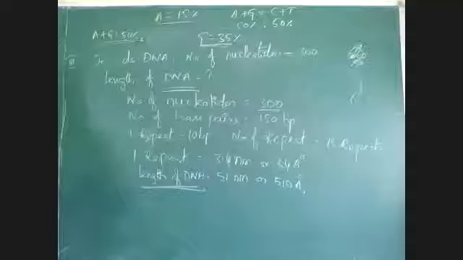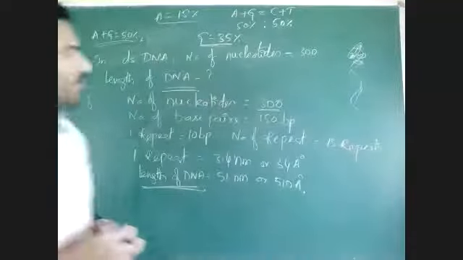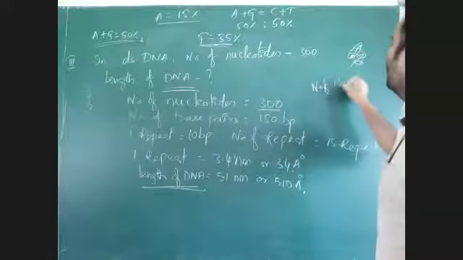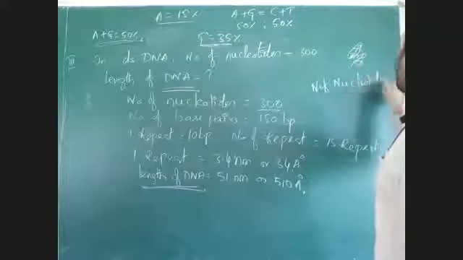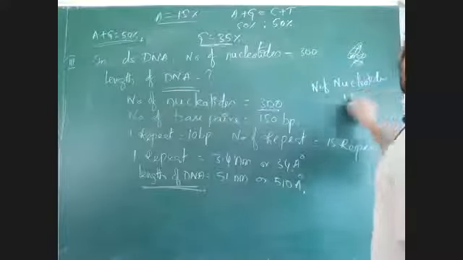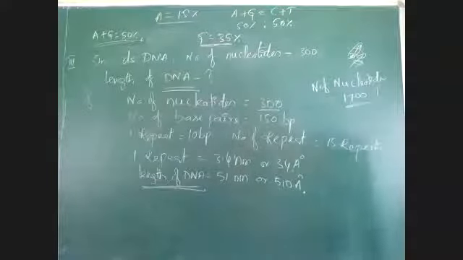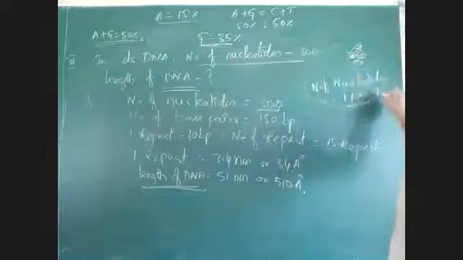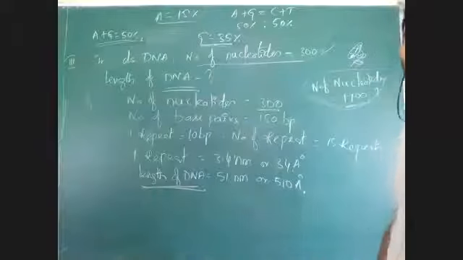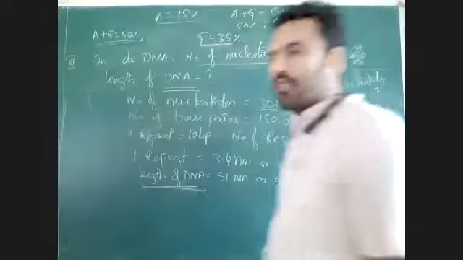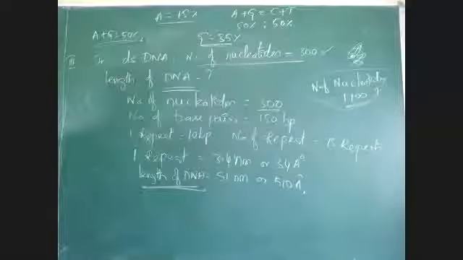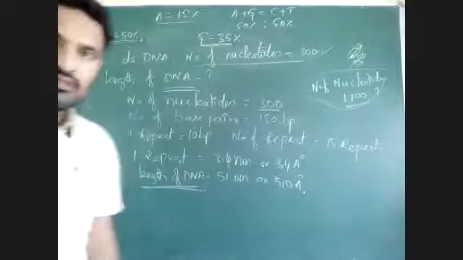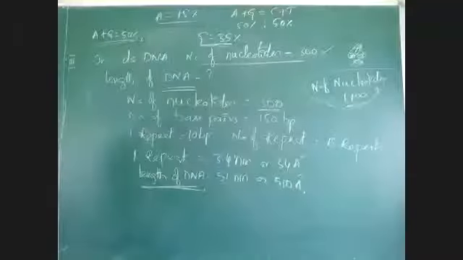Then number of nucleotides is equal to 1700 in a DNA. In a double stranded DNA, number of nucleotides is equal to 1700. Then what is the length of DNA? Anyone tell me? Anyone tell me the answer?